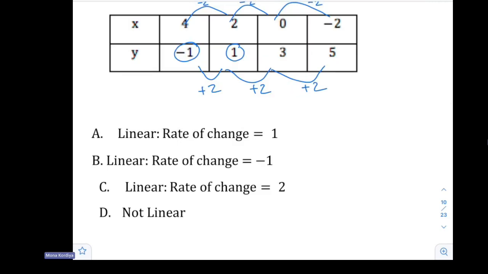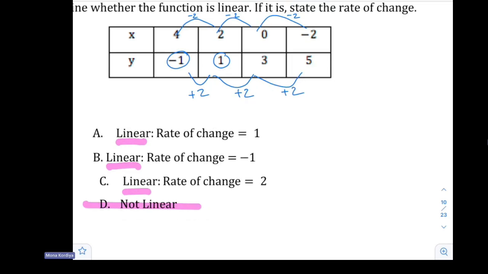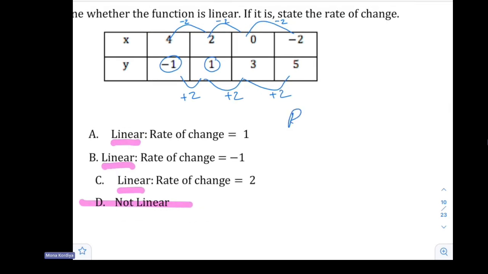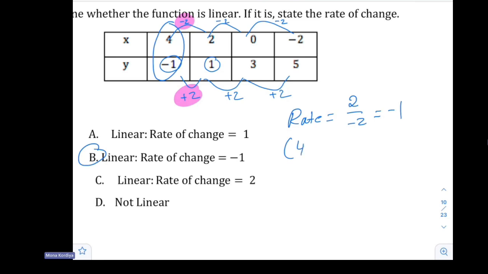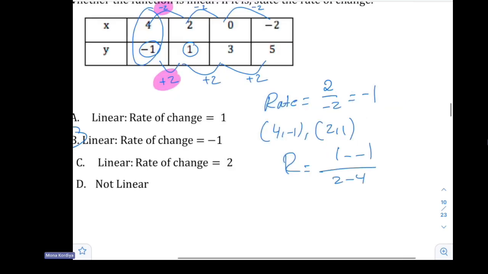So we have here three choices with linear. This is linear, this is linear, this is linear. So this is not an acceptable answer. Now we will find the rate of change. To find the rate of change, we have two approaches. Either you just divide the change of y over change of x directly, which is 2 over negative 2, which is negative 1. So you get this answer and not those, of course. Or you can pick two points. This is the first point, and this is the second point, and you can find the rate of change by applying the formula 1 minus negative 1 over 2 minus 4, which is 2 over negative 2, which is negative 1. You will have the same answer.